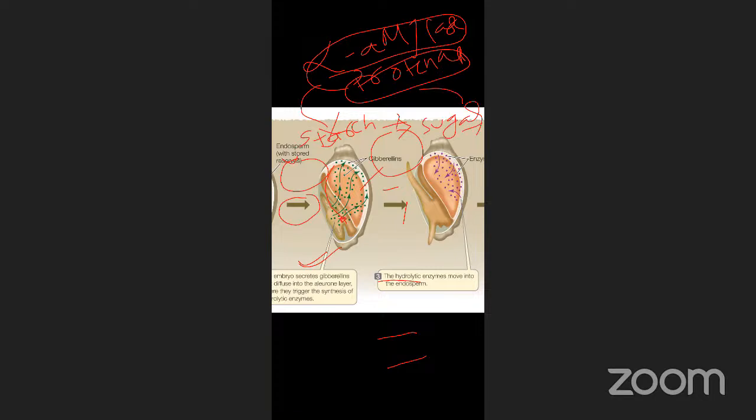If proteinase is released, these proteins convert into what? What are the subunits of proteins? If in the endosperm proteins are stored, after proteinase enzyme, these proteins convert into what simple form of the proteins? We discussed last class. Amino acids, right. Yes, sir. Right, they convert into amino acids, right?